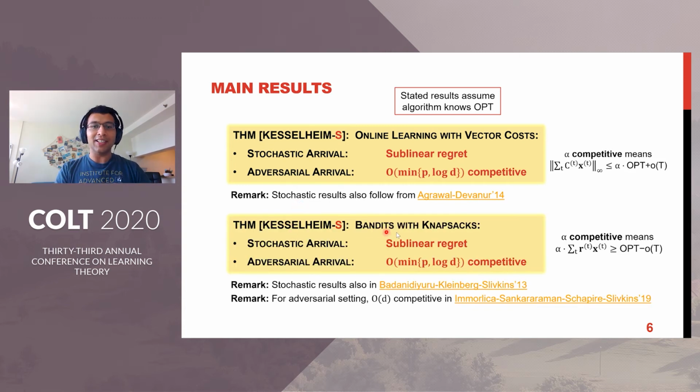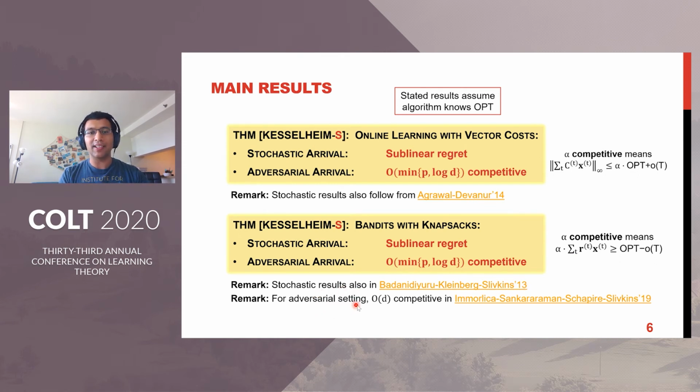So now we also study bandits with knapsacks. In some sense, we are basically giving a reduction from bandits with knapsacks to an online learning with vector cost. So we get similar results: in the stochastic setting, there are sublinear regrets, and in adversarial, we get tight competitive ratios, which is log D. Again, stochastic results were already known from this 2013 work.